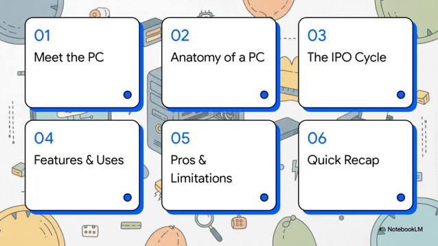Here's a quick look at our agenda for today. We're going to meet the PC, explore its anatomy, break down the IPO cycle, and look at its features and uses. Then we'll weigh the advantages and limitations, and finally, wrap things up with a quick recap to test your knowledge. So let's get started.